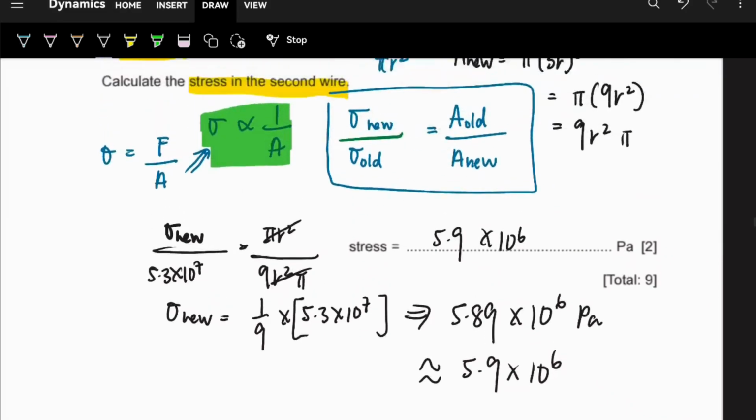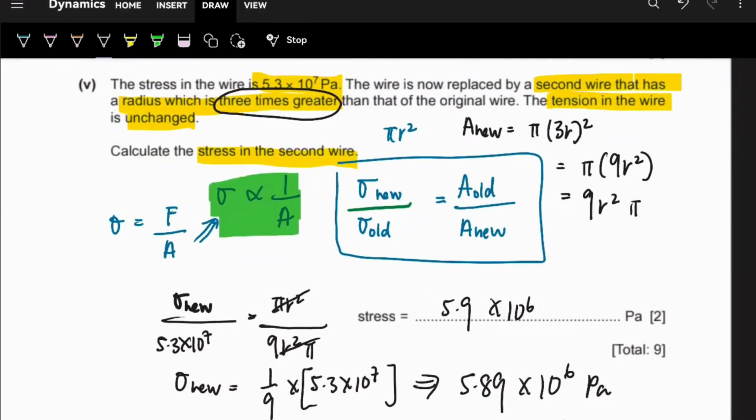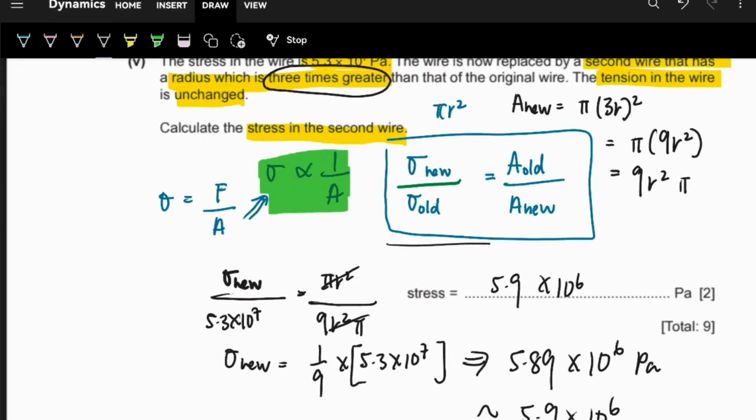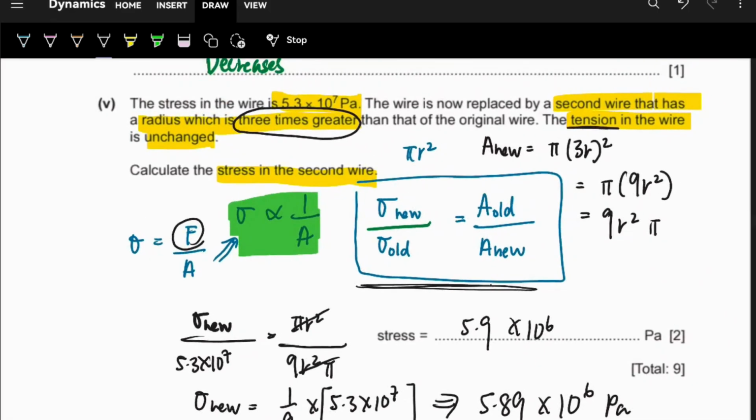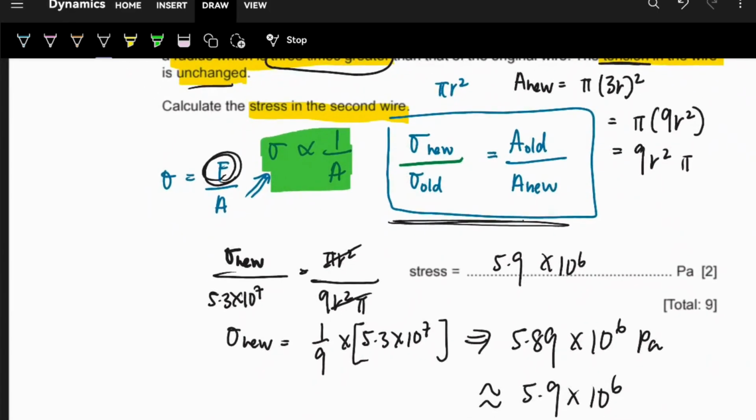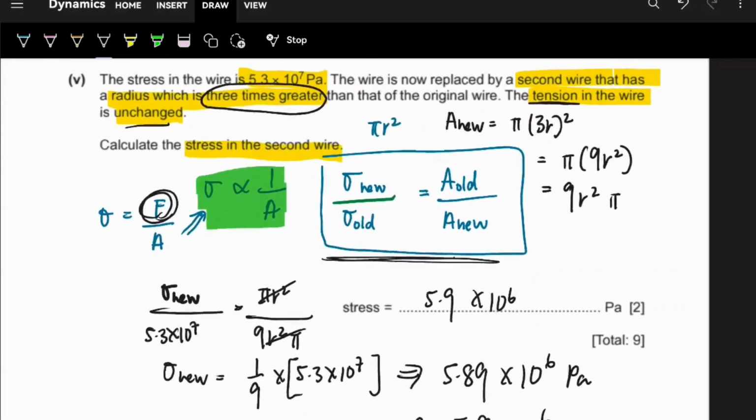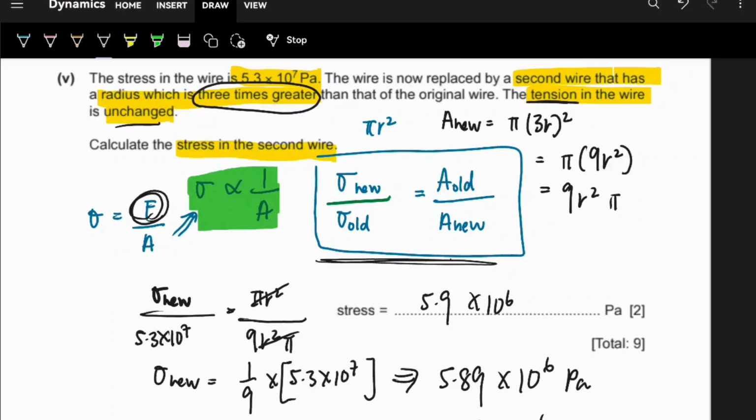There you go. When it comes to this type of question, where they give you a stress value and they give you the area, and now they want you to find a new value if the area changes or if let's say the force changes, you use the ratio method. But when it comes to ratio method, usually one of the quantities has to be constant. In this case, they already say the tension is unchanged, so this will not change. Ratio method is very useful and very fast as well, so try using this method.